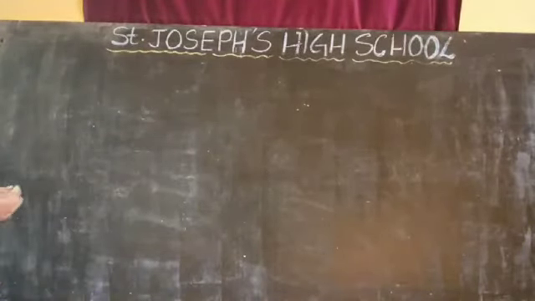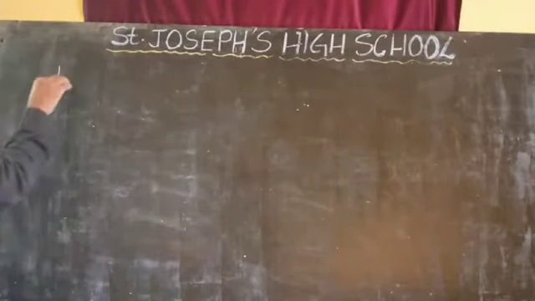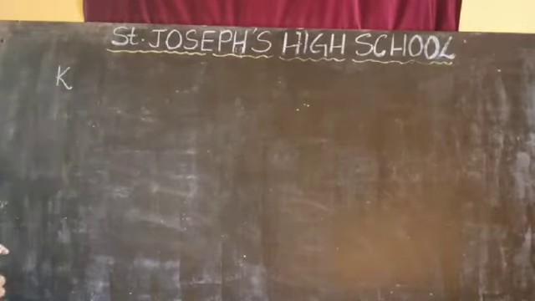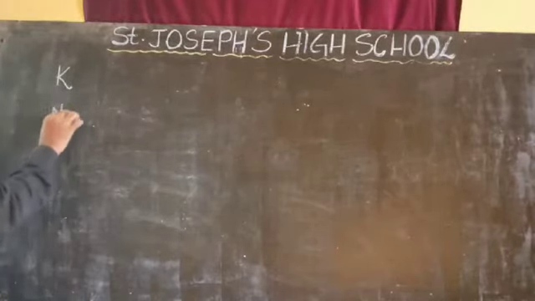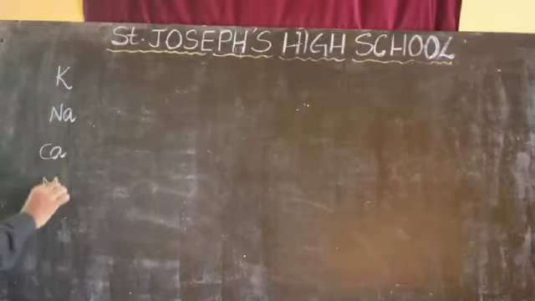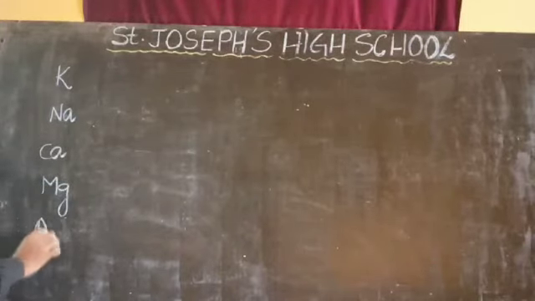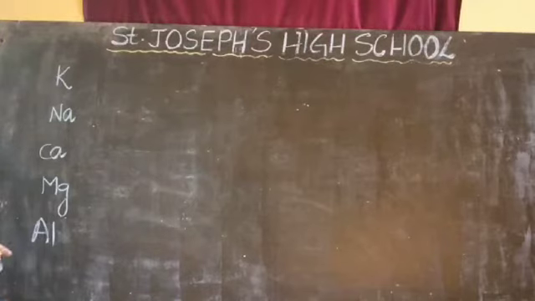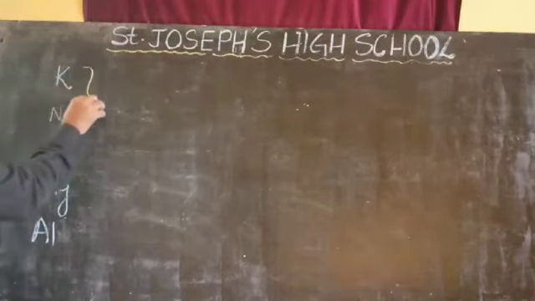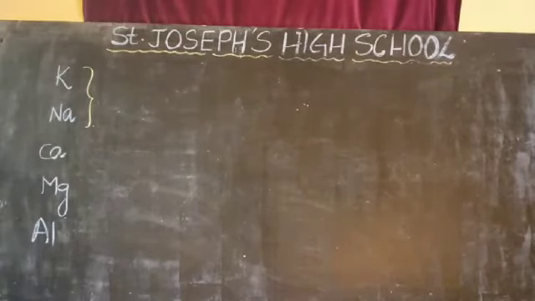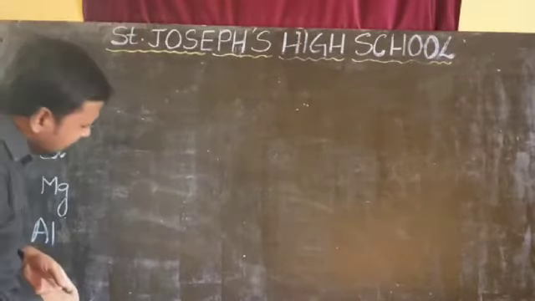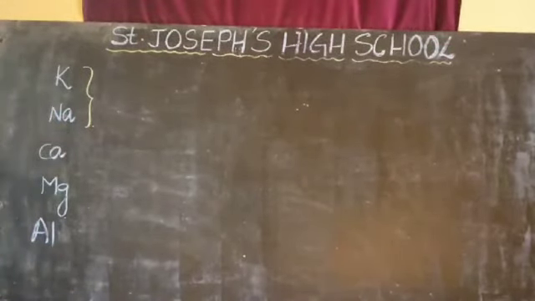Now I am taking some metals. First one I am taking potassium. Next one I am taking sodium. Next one I am taking calcium. Next magnesium. Next aluminium. The leftover ones we will discuss later. First I will take these two, potassium and sodium. When potassium and sodium react with water, sir.